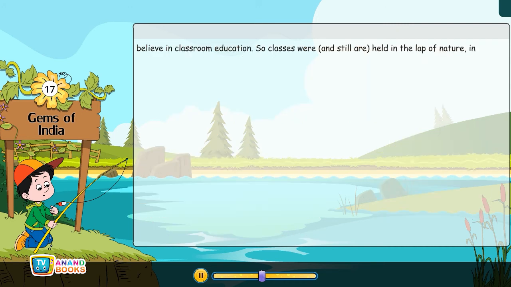He did not believe in classroom education. So classes were, and still are, held in the lap of nature in the open. At Shantiniketan, children were provided free education and free food.